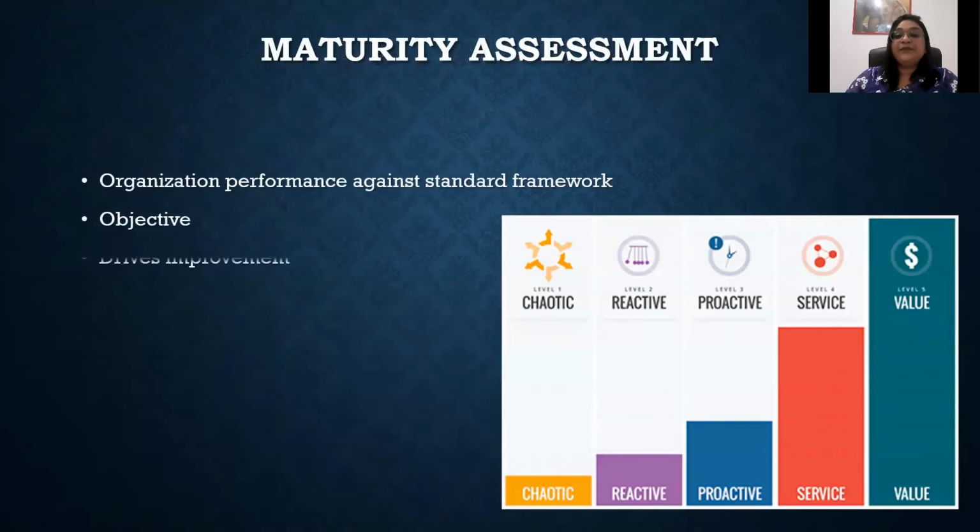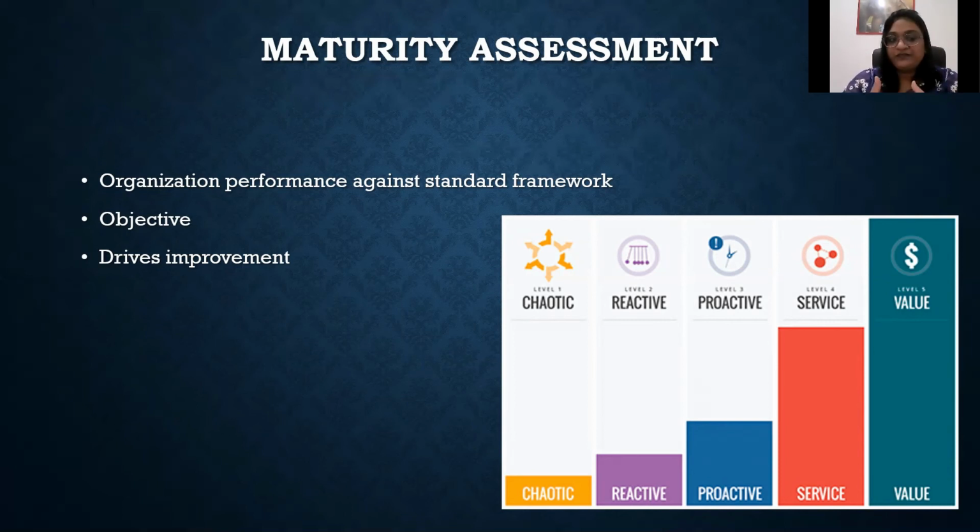The other method is maturity assessment. This is also a very common method, in which there are different frameworks which have different levels of maturity, like 5 levels or 3 levels. So organizations go for gap analysis, and then they do the maturity assessment to find out which level they are at, level 2, level 3, level 4, and what is the next stage they want to reach. So it's more at the organization level and not specific to a department or a specific area of work. Most of the time it's at the organization level.